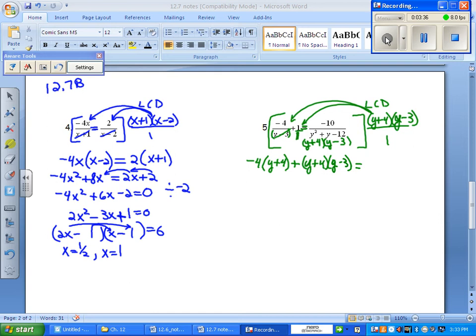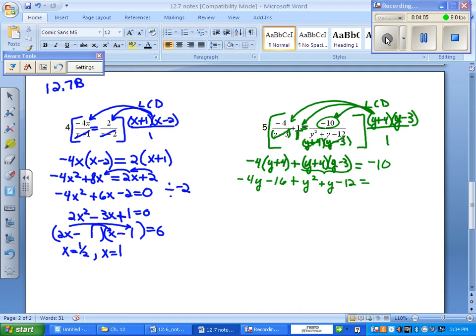okay, then you distribute it to the last side of your equation, and the y plus 4 and the y minus 3 both cancel, and you're left with just this numerator, a negative 10. Alright, distribute the negative 4y minus 16. FOIL this next quantity, y squared plus a y when you do outers and inners, minus 12 when you do the lasts, equals negative 10.